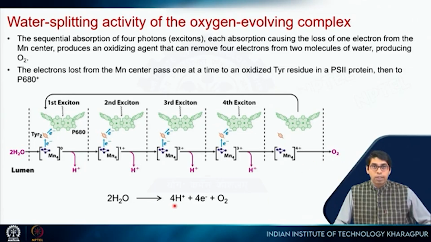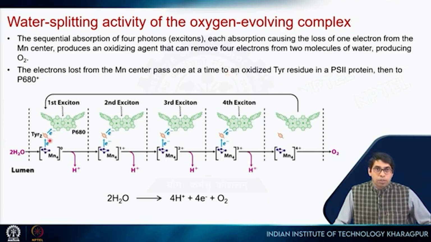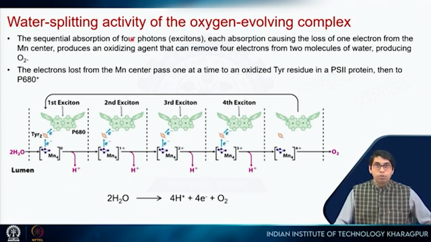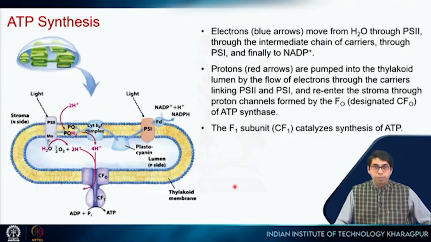and 4 hydrogen ions. The electrons lost from the manganese center pass one at a time to an oxidized tyrosine residue, which is shown here, right? So it passes from this manganese to the tyrosine residue and ultimately to the photosystem 2 protein, right? And then it is passed on as we have seen earlier. So 4 photons can oxidize 2 molecules of water and produce 1 oxygen molecule and pump 4 protons, right?